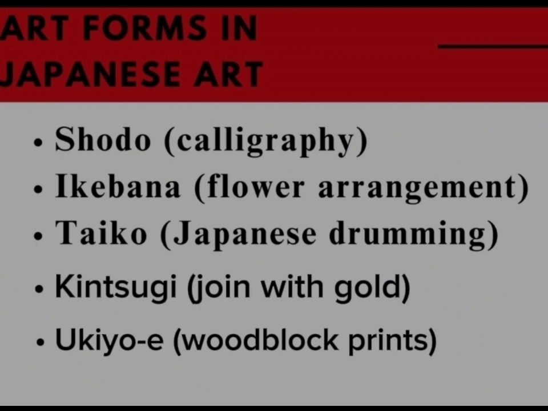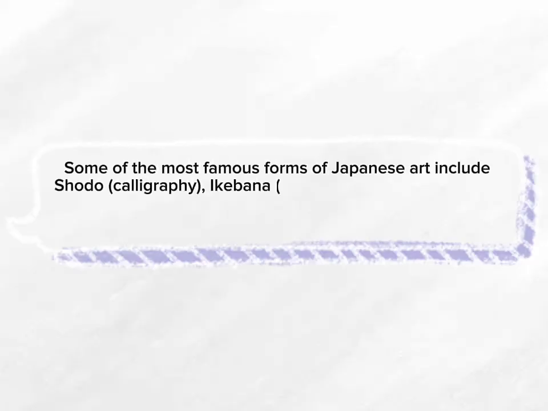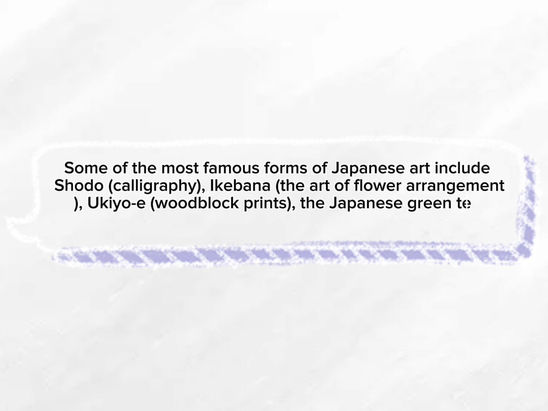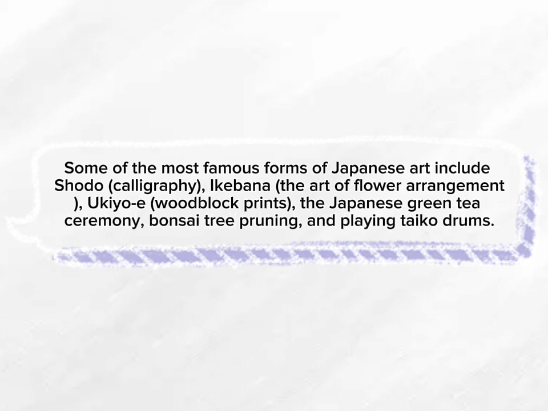Art forms in Japanese art: Shodo calligraphy, ikebana flower arrangement, taiko Japanese drumming, kintsugi, ukiyo-e woodblock prints. Some of the most famous forms of Japanese art include Shodo calligraphy, ikebana, the art of flower arrangement, ukiyo-e woodblock prints, the Japanese green tea ceremony, bonsai tree pruning, and playing taiko drums.